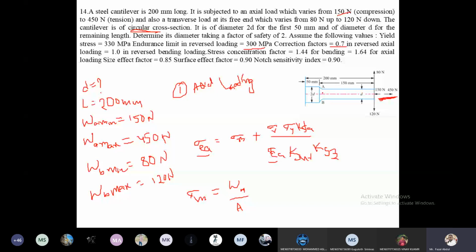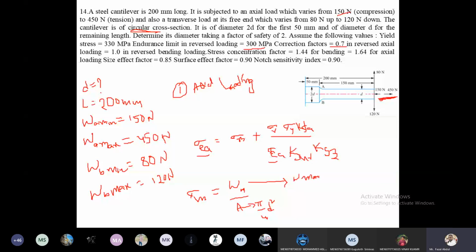Now the question is, what is the mean load? Already you know the principle to calculate mean load. Maximum load plus minimum load by 2, that represents the mean load. If you put a negative sign here, that is the variable load.